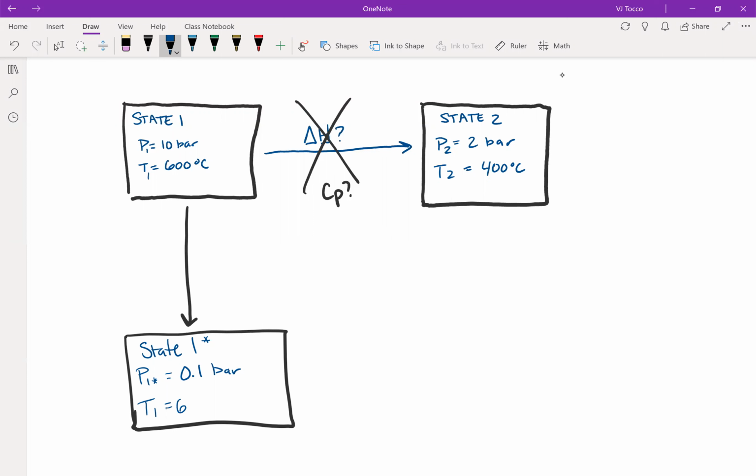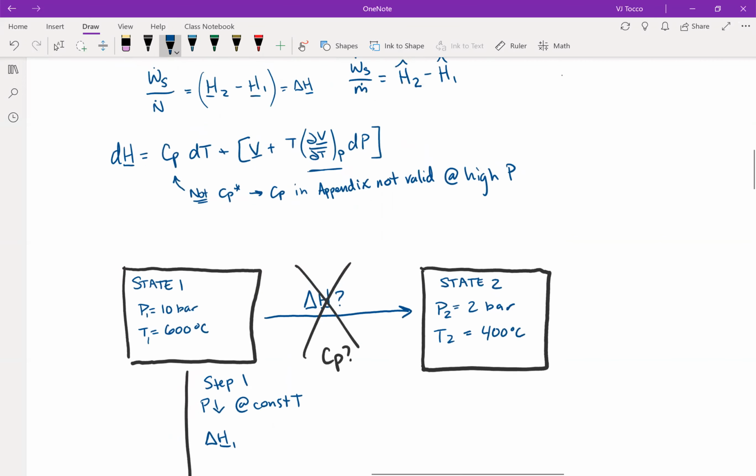Temperature is going to remain constant in this first step. So this first step is decrease P at constant T. And this is step 1. All right, so I may imagine that I could calculate what delta H is for this process. We'll talk about that a little bit later, but because I'm only changing pressure, not changing temperature, I'm not going to have a Cp term. So the derivation of this delta H is going to be the same, but because this dT is going to go away, I'm going to be left with just that second part.